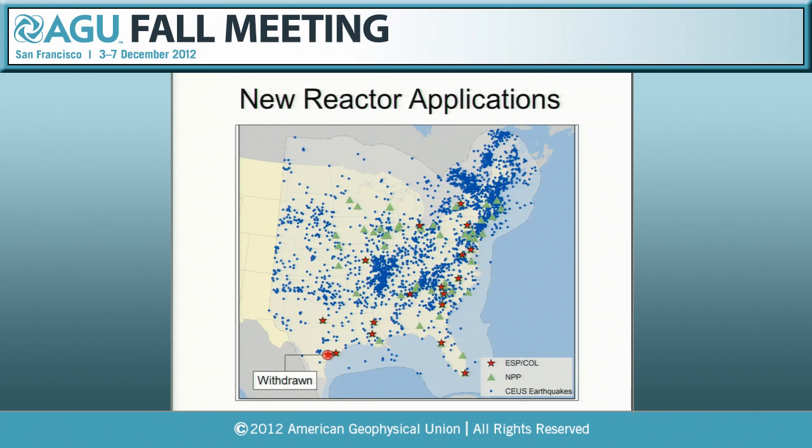This one shows the central and eastern United States, with the earthquakes from the Central and Eastern U.S. Project catalog, which are magnitudes greater than 3. Again, the green triangles show the existing nuclear power plants, and the stars show the applications for new nuclear power plants that have been submitted to the NRC.